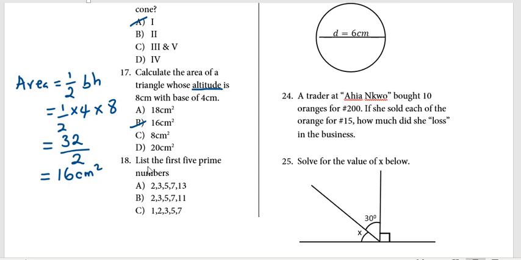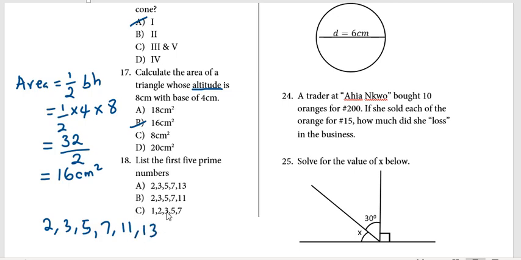Now number 18 says list the first 5 prime numbers. What do we know about prime numbers? Prime numbers are numbers that can only be divided by themselves and 1. Examples of prime numbers are 2. In listing prime numbers, you start from 2, you don't start from 1. 2, 3, 5. 4 is not a prime number because 2 can divide 4. 2, 3, 5, 7, 11, 13, and all that.